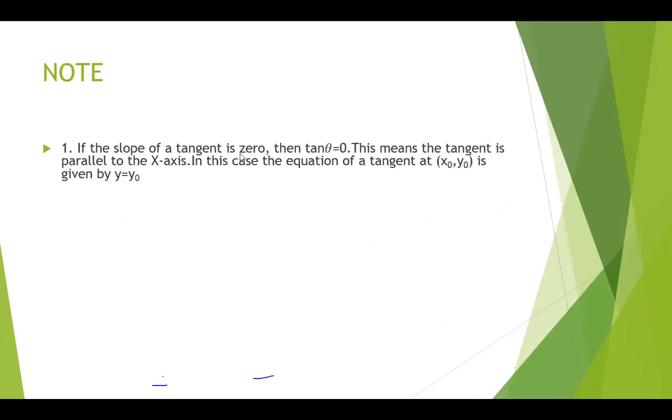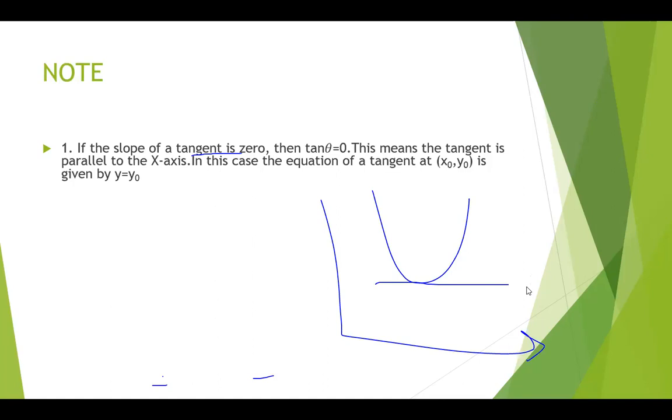Note, if the slope of the tangent is 0, suppose our curve is like this and the coordinate system is like this, slope of the tangent becomes 0 when dy by dx becomes equal to 0. dy by dx becomes equal to 0 means tan theta becomes equal to 0. So at that time, the tangent drawn to that curve is always parallel to the x-axis and it is given by y is equal to y naught.